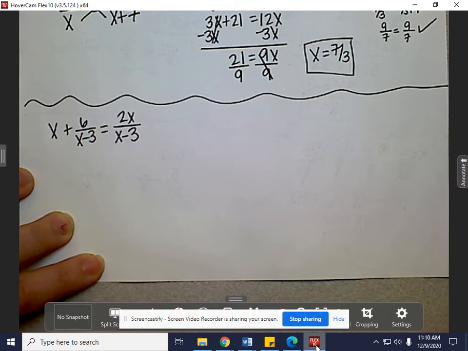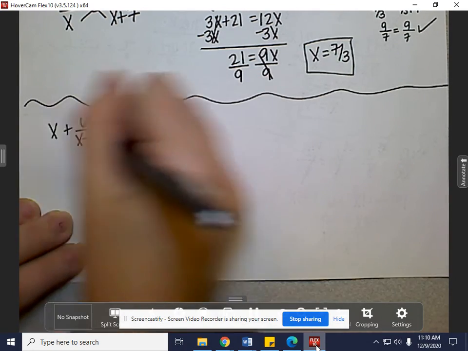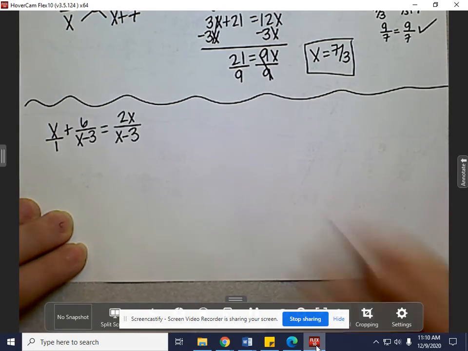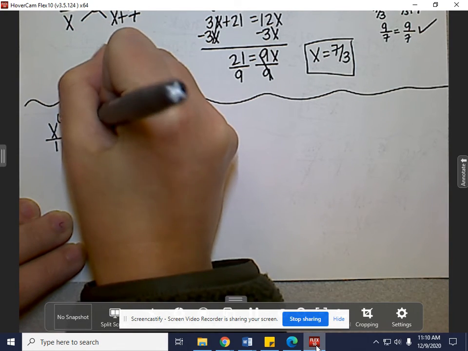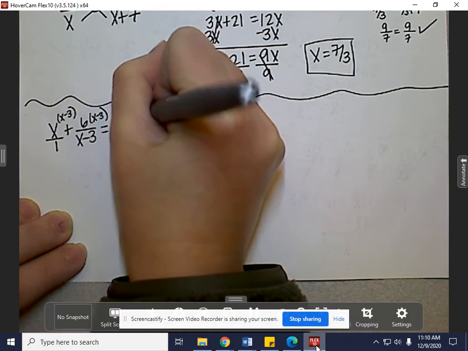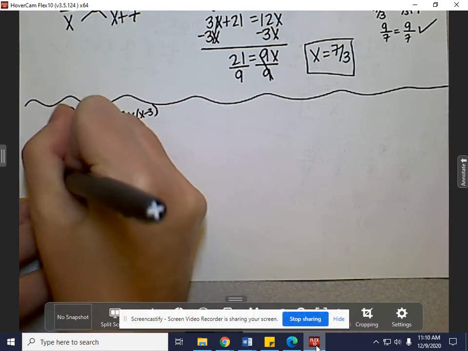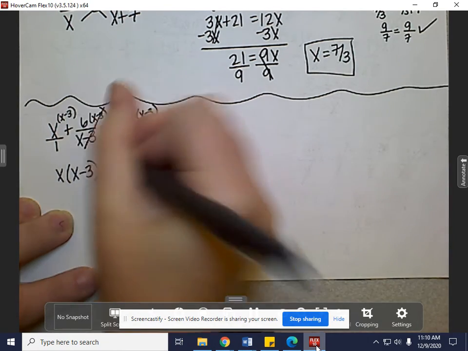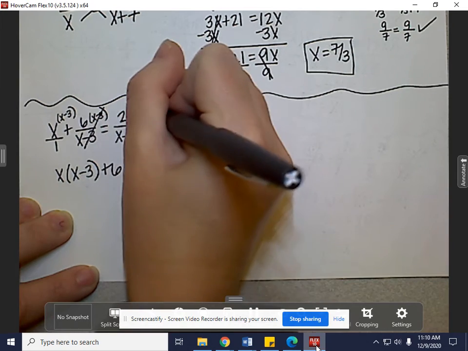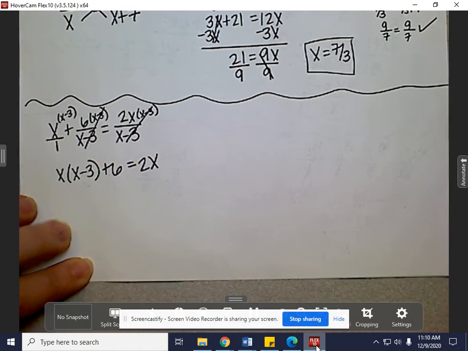I look and I say, oh, that looks kind of messy. So let's get rid of those denominators. I'm going to multiply everything by x minus 3. That would be my common denominator, right? Remember, that's over 1. So times x minus 3, times x minus 3, times x minus 3. I kind of just put it with everything. In this case, nothing cancels in this first one. So we have x times x minus 3. Here, that cancels. I have plus 6. And here, that cancels, and I have 2x. Okay, so that wasn't terrible.